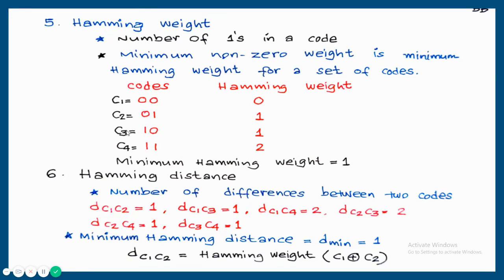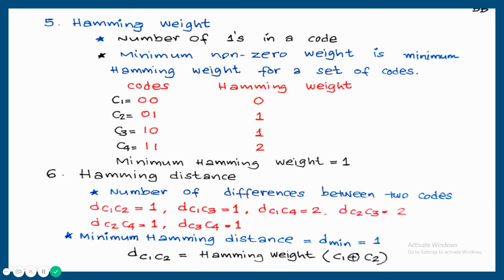Hamming distance between C3 and C4: first bit is same, second bit is different. So the distance between C3 and C4 is equal to 1. Here I have written all the possible pairs and the Hamming distances. From all these distances, the minimum distance is known as minimum Hamming distance, written as d suffix min, d minimum. For this given set, d minimum is equal to 1.